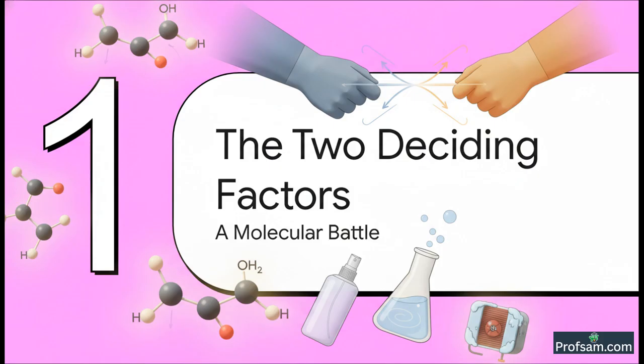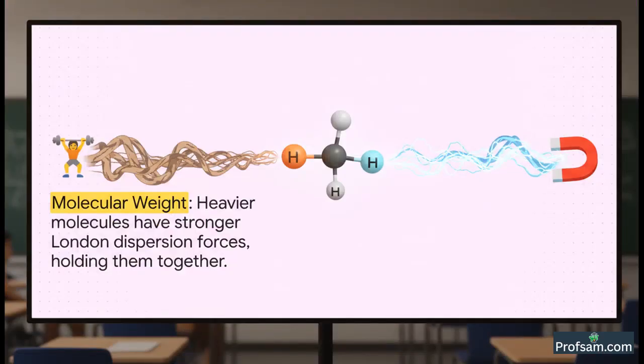So to understand all this, we need to look at a kind of battle happening at the molecular level, a battle between two main factors. At the most basic level, physical properties like boiling point are decided by a competition. On one team, we have the molecule's total weight, its molecular mass. Because of this weight, you get what we call London dispersion forces. These are just weak, temporary attractions. And on the other team, we have the molecule's polarity. This creates what we call dipole-dipole interactions, basically attractions between the slightly positive and slightly negative ends of the molecules.